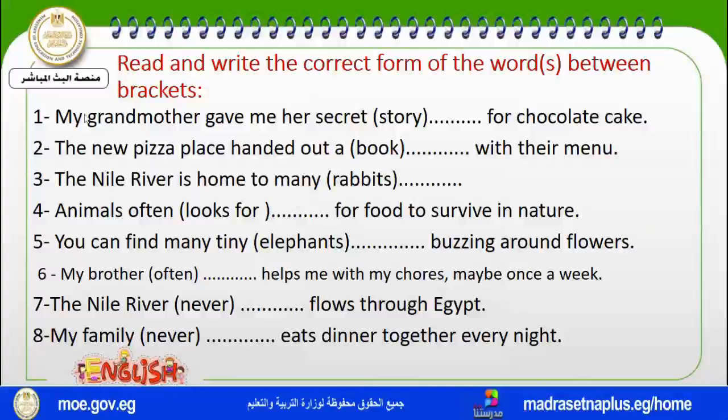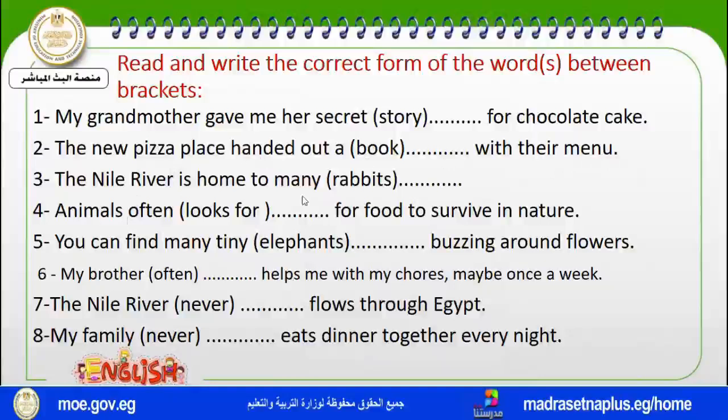For example, number 1, my grandmother gave me her secret story for chocolate cake. I liked my grandmother's chocolate cake, and she gave me her secret story. Did she give me her story? Did the chocolate cake have a story? Number 2, the new pizza place handed out a book with their menu. The new restaurant with pizza opened and started to give you a book. And this book has a menu. Does a book give a menu?